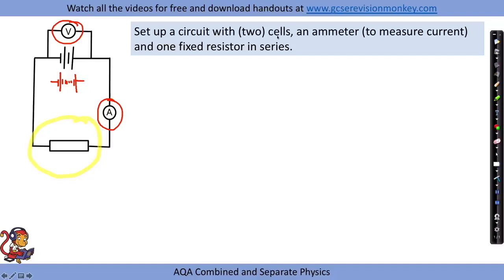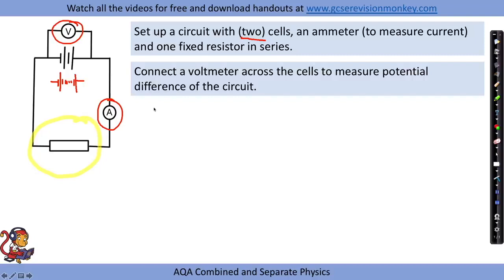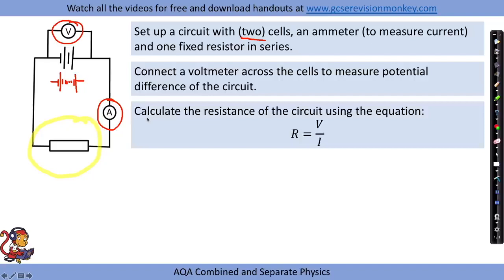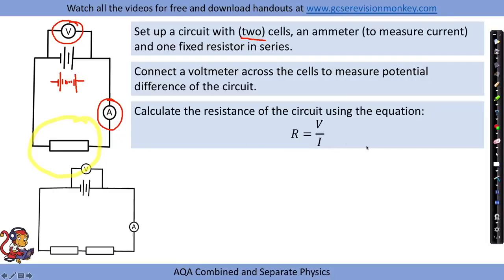So we set up a circuit with, suggest 2 cells, an ammeter to measure current, and 1 fixed resistor in series. We connect a voltmeter across the cells to measure potential difference. And we calculate the resistance of the circuit using the equation R equals V from the voltmeter divided by I, which is current from the ammeter. We then add a resistor in series, and when we do this, we're adding the resistor next to the first resistor in exactly the same loop.